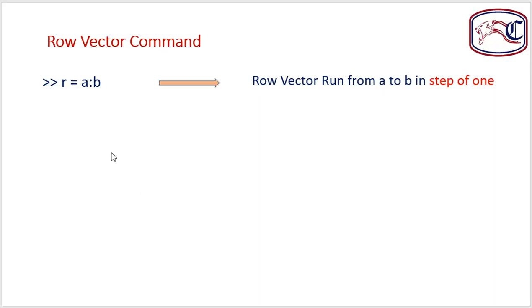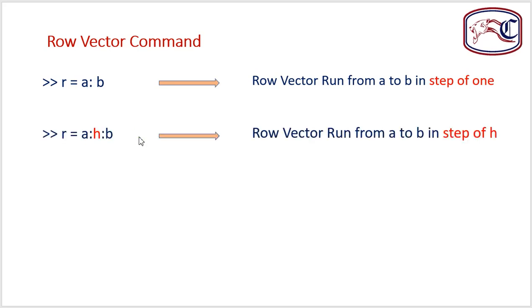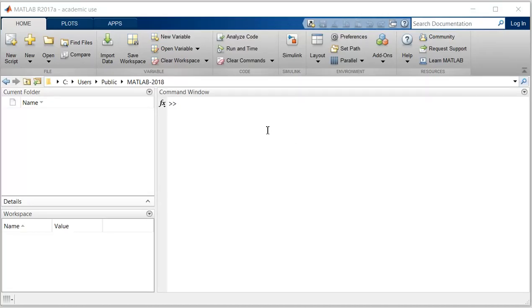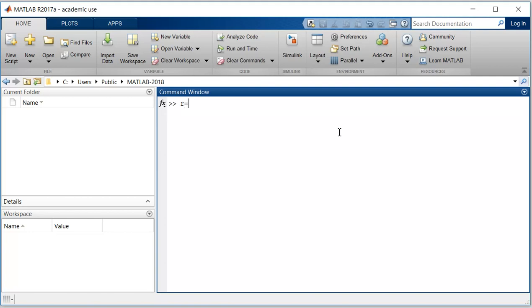We can also generate a row vector using this command. Here this command will generate a row vector which runs from a to b in a step of 1. But if we want to run a row vector from a to b with a step of h, we just need to add h in between these two, a and b. So let's try this.